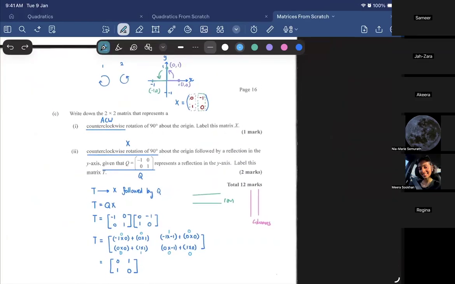Let's just recap. For part 1, you could come up with it on the spot, or you could try to remember all 6. For part 2 now, anytime you have a combined transformation question, you're going to multiply the second by the first transformation in that specific order to get your answer. All right, so let me get some feedback. I know it's a bit confusing. I feel like this is one of the harder concepts to grasp, but let me know what's going on.